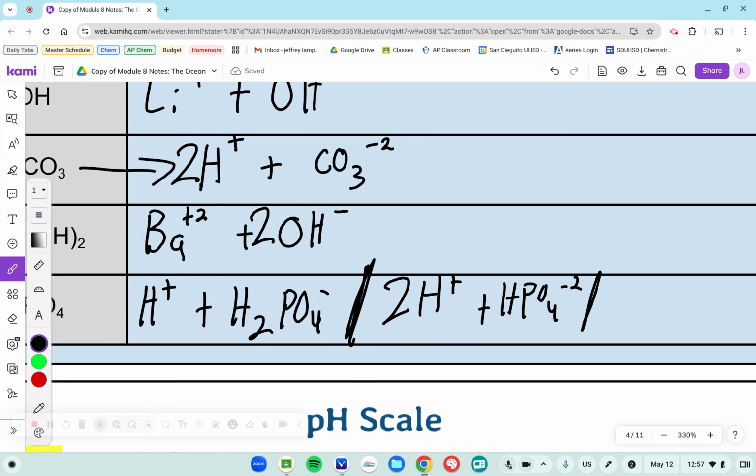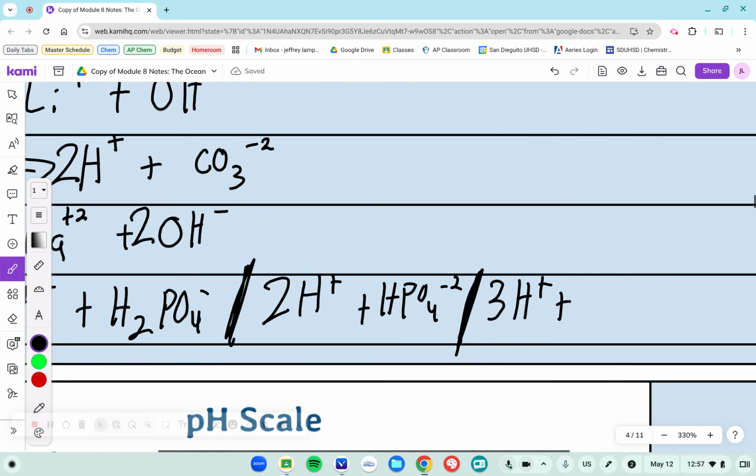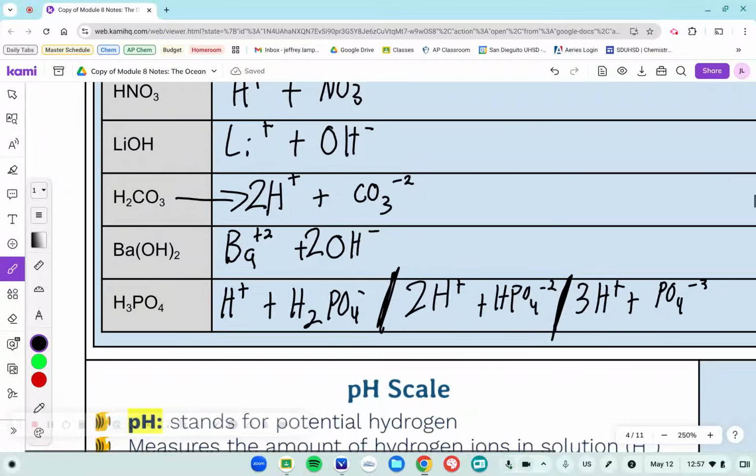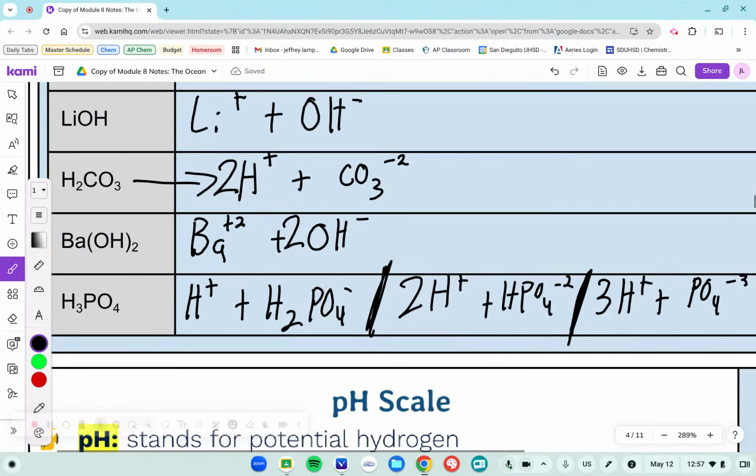Or you could say that all three H+'s separate off, and you have 3 H+ and PO4 3-. So any of those would be acceptable answers for H3PO4. Doesn't matter which one you put. All right, questions on any of them that we've gone over? All good?